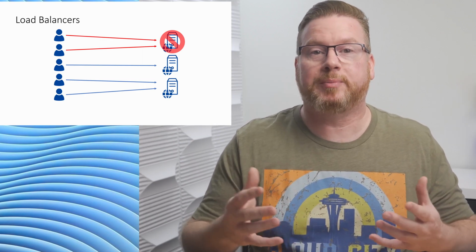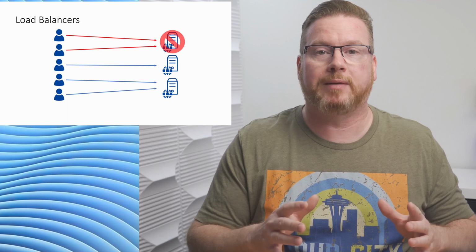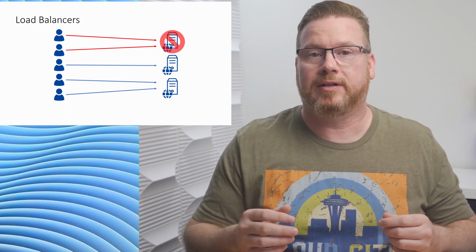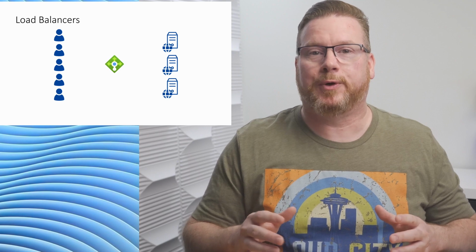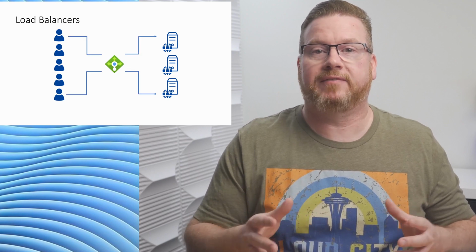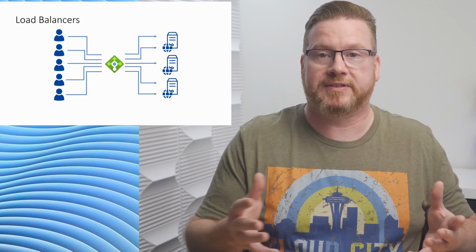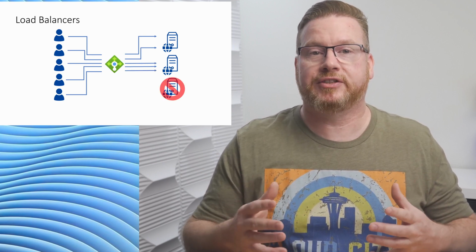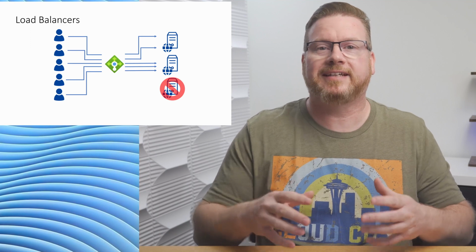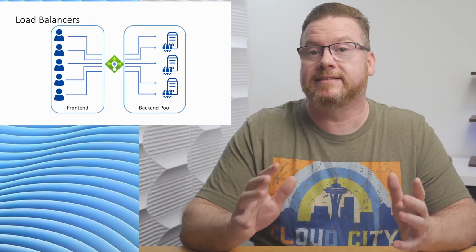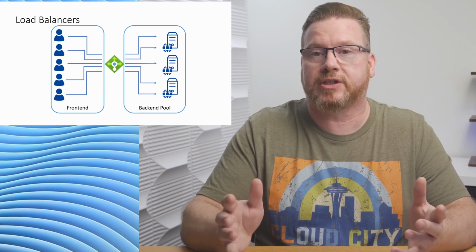We need a way to distribute traffic across all available web servers and prevent connections to any server that's not available. That's what a load balancer is for. It monitors the availability of a backend pool and distributes traffic across the pool, web servers in this case, while preventing connections to offline servers. Clients connect to the front end. That's the client side of a load balancer. The backend consists of a pool of resources or services.